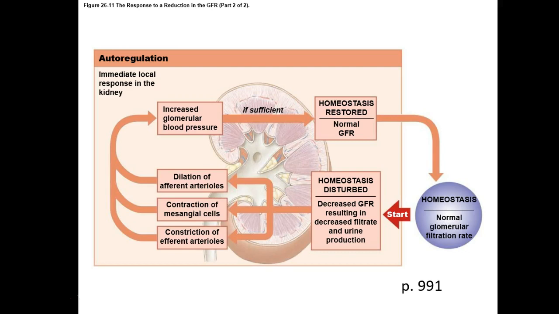Now, if you have constriction, it's going to go the other way. So dilation, increased glomerular pressure, restored. So too much volume of blood, the arterioles are going to constrict. It's going to be the opposite of this, but not enough, decreased filtration. All of the fluid going in has to be increased, you think.